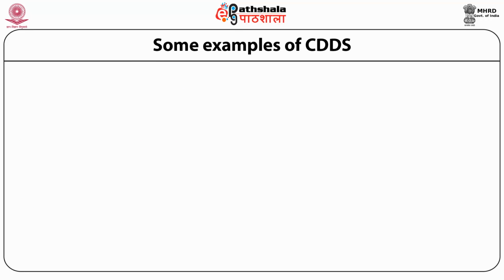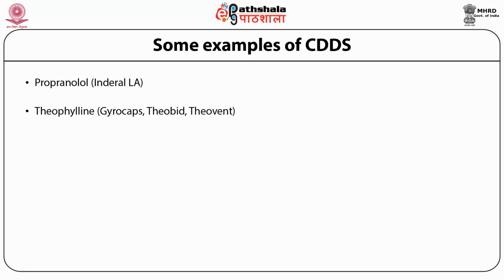As evident from this small discussion, what we understand is that the controlled drug delivery system designing is something which is the mover and shaker of the market. There are many products which are available in the market which are based on the premise of the controlled drug delivery. Some of the examples include the drug propranolol, which comes by the name of Inderal, theophylline, usually available under the brand names of Gyrocaps, Theobid and Theovent.